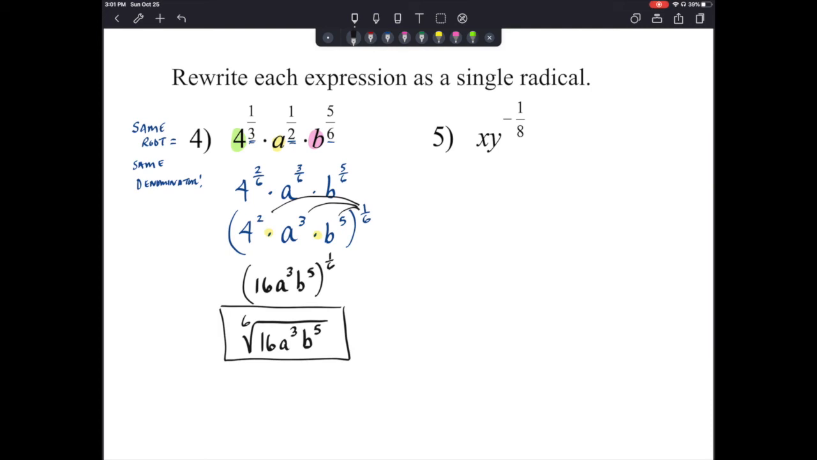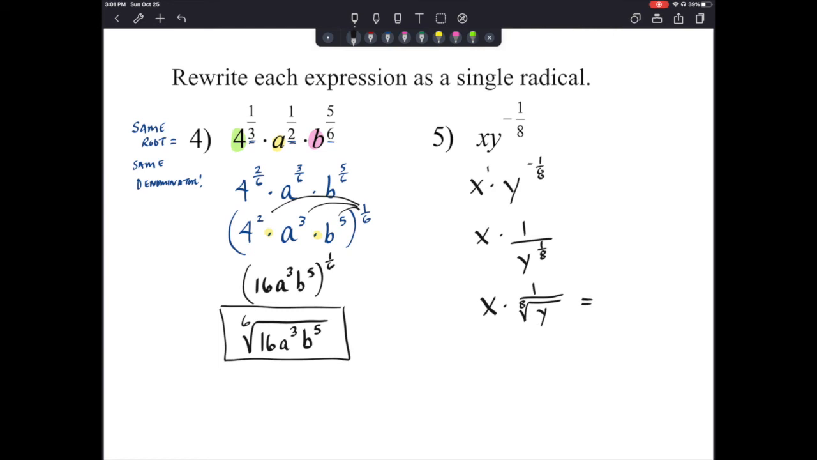And the last one, we have x y to the negative 1/8. Remember, this is x to the positive first, y to the negative 1/8. So the x isn't really moving anywhere. We could take our y and move it down to the denominator and say this is like x times 1 over y to the 1/8 power. Well, y to the 1/8 power is talking about the 8th root. So we have x times 1 over the 8th root of y.